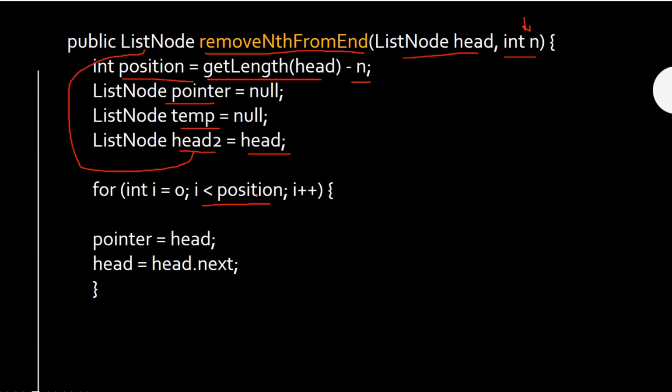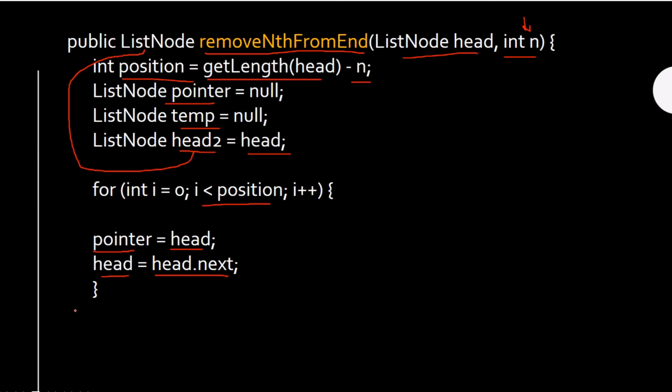So we have to go through it, that is 3 times. Since we are starting from 0, to be less than position, we iterate through the number of position, and each time we are iterating, we update our pointer to be the head, and we update our head to be head.next, just like I explained in the previous case. So that you can keep moving and keep moving.